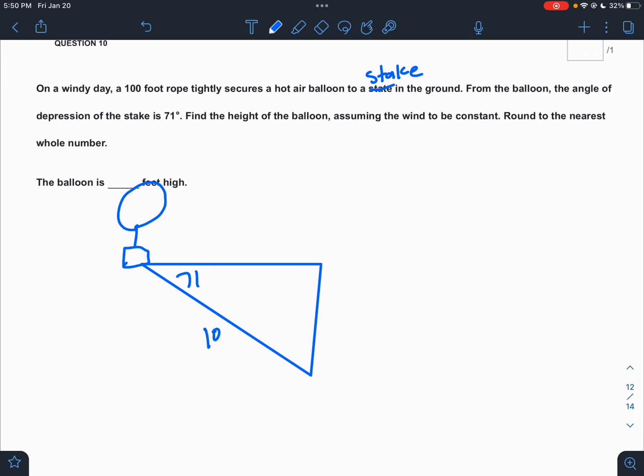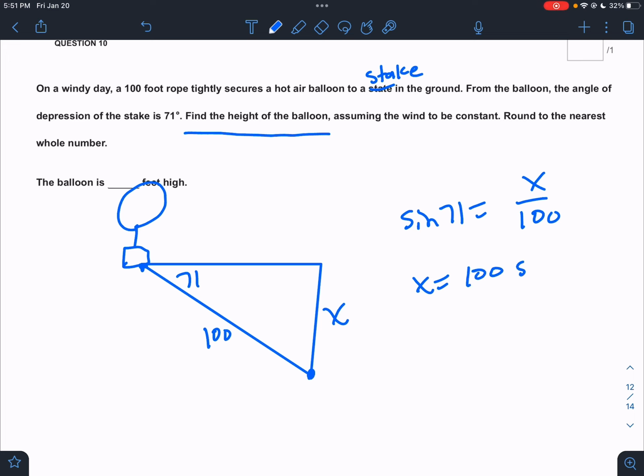It is a 100-foot rope. The rope would be the diagonal. Right? Like if this was the stake and this is the balloon, the rope connects it. Find the height of the balloon. So this would be opposite over hypotenuse. The sine of 71 would equal opposite over hypotenuse. So the height would be 100 sine 71. Round to the nearest whole number again. 94.5 would round to 95.